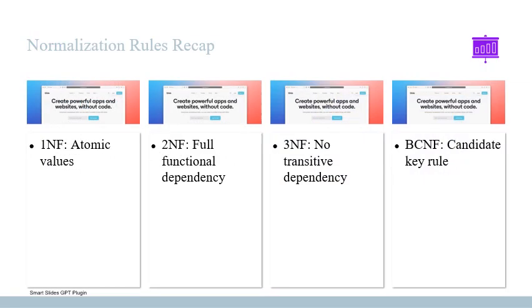Next, let's recap the rules. A short recap. 1NF: atomic values. 2NF: no partial dependencies. 3NF: no transitive dependencies. BCNF: determinants must be candidate keys. These rules help us to keep our database structured and correct.